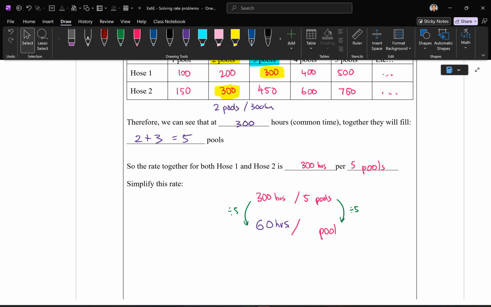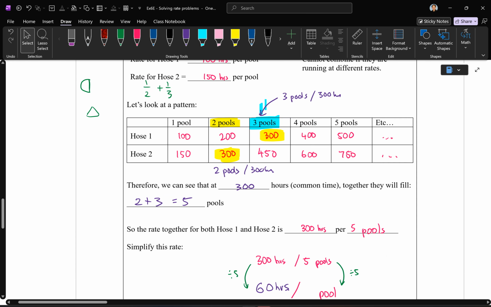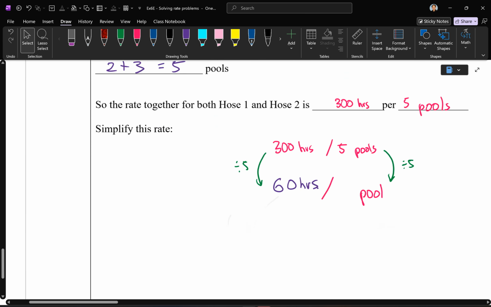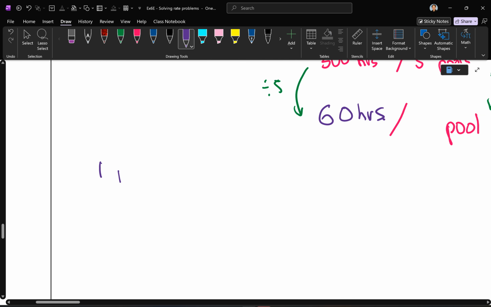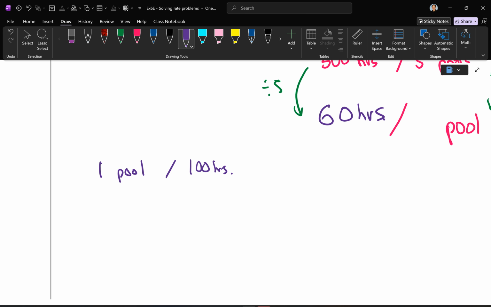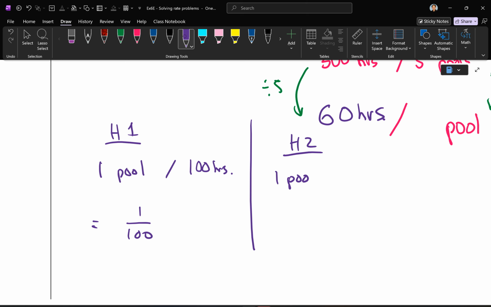Thank you. Just to wrap up, there is another way. You didn't actually have to find the lowest common multiple to get to the answer. The other way you could have done it was that we knew it was 1 pool per 100 hours for one of the hoses, which you can write as 1 out of 100. This is for hose number 1. Hose number 2 was 1 pool per 150 hours, so you can write it as a fraction, 1 out of 150.